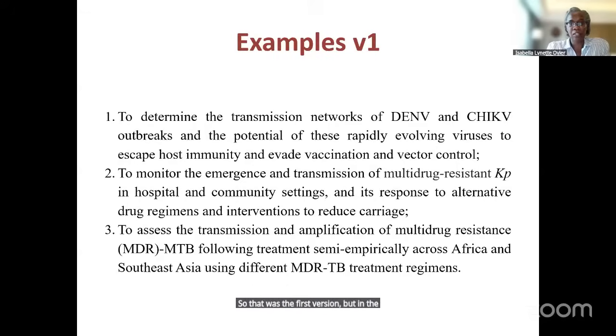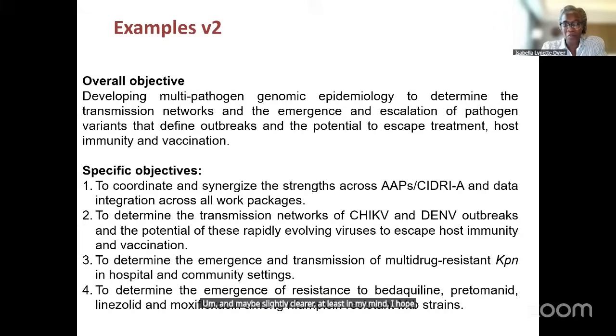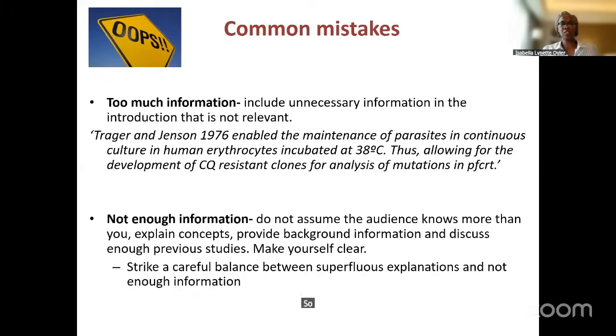But in the next iteration, which is in this example, just look at specific objective 2. It was then changed to determine the transmission networks of chikungunya and dengue virus outbreaks and the potential of these rapidly evolving viruses to escape host immunity and vaccination. So again, just refined and maybe slightly clearer, at least in my mind. I hope it's clearer. And that was what was put out in the grant application. So an overall objective, which is the main research question, and then the specifics on how you're going to get it done.